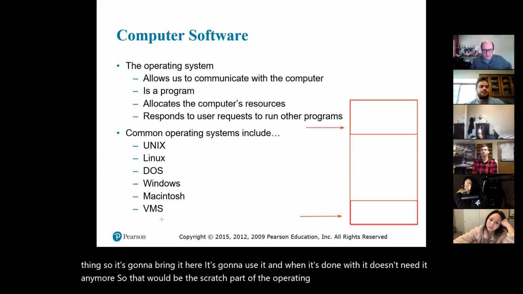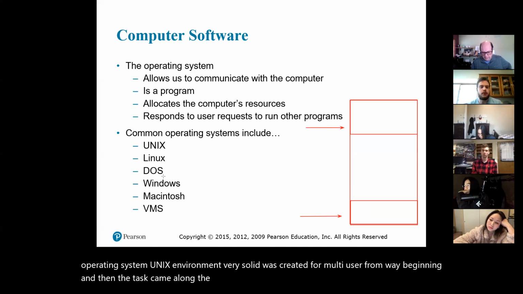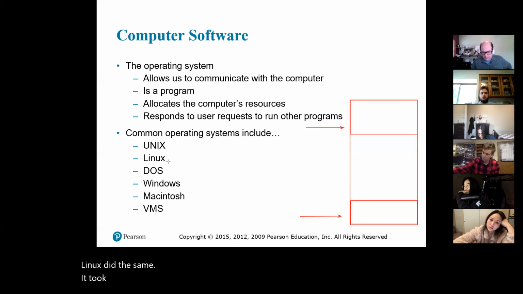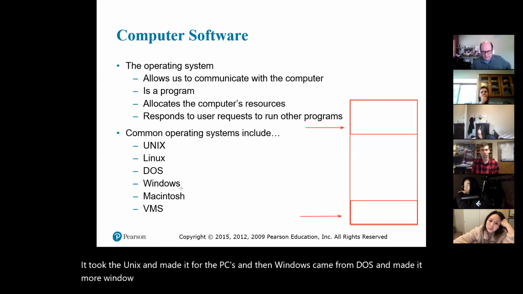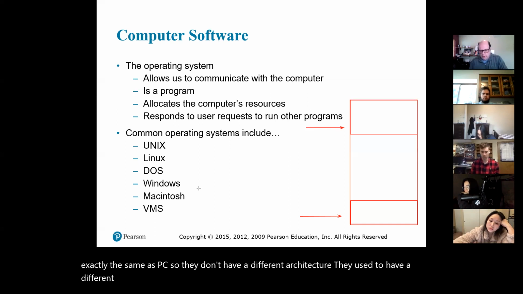So we have different operating systems. Unix environment, very solid, was created for multi-user from the very beginning. And then DOS came along, Microsoft copied Unix and made it for the PCs. And then Linux did the same thing. It took Unix and made it for the PCs. And then Windows came from DOS and made it more window type. And Macintosh came after that. Nowadays, the architecture of Macs is exactly the same as PC. So they don't have a different architecture. They used to have a different one before.